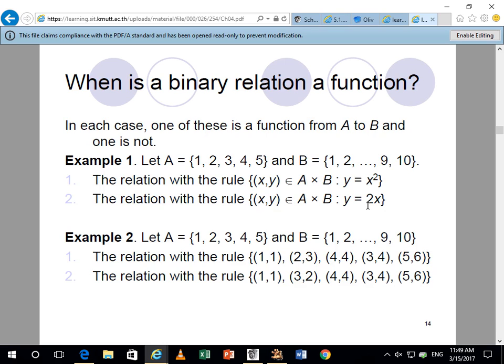So this is not. But the second one is 1, 2, 3, 4, 5 goes to 2, 4, 6, 8, 10. So the second one is a function. The first one is not a function.